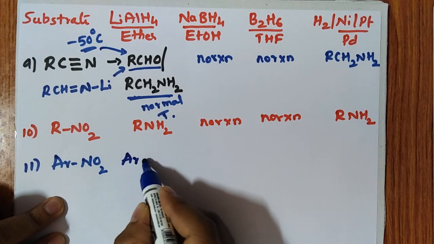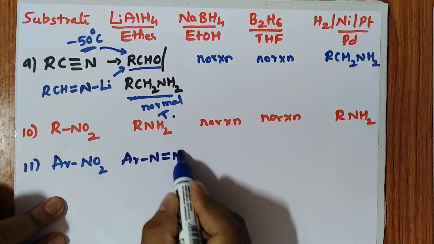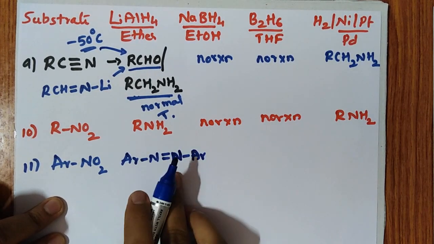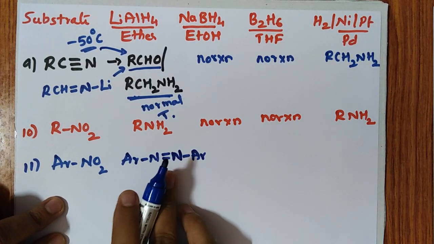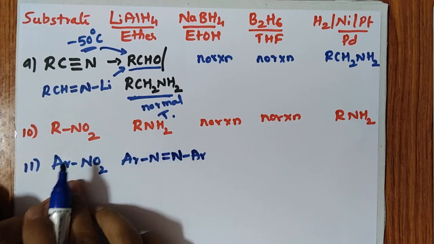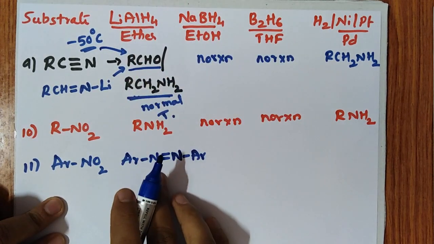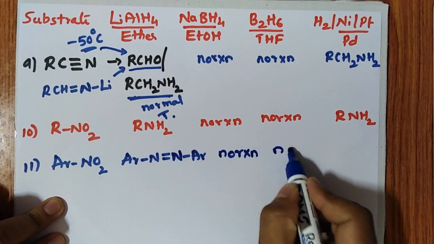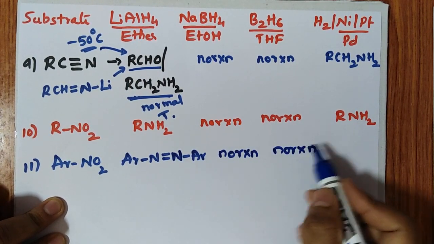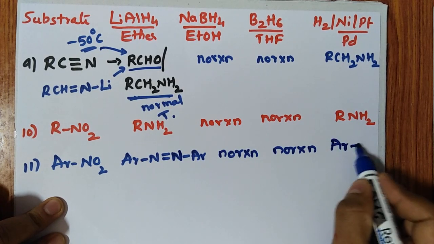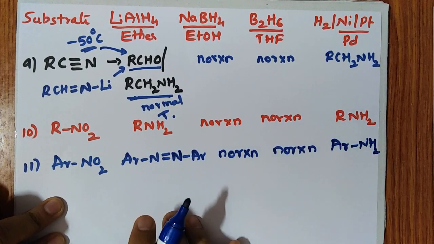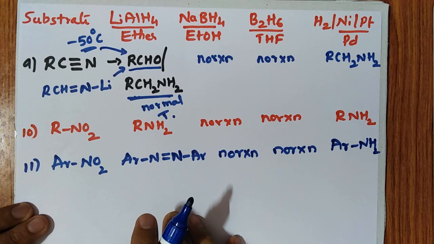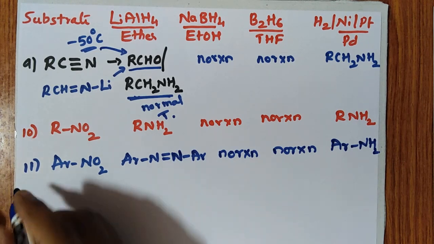That is Ar, N double bond N, Ar. You are going to get the compound like this. N double bond N is going to form. Very, very important point. When ArNO2 reacts with LiAlH4, you are going to get this. And remember here no reaction, and here no reaction, and here you are going to get ArNH2. Simple. So aniline is going to form in this case. So that is about the 11th substrate.